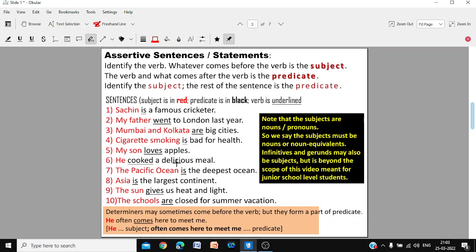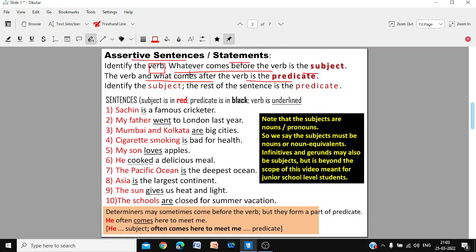How to identify the subject? First, let us take assertive sentences or statements. First, identify the verb. Whatever comes before the verb is the subject. And the verb and what comes after the verb form the predicate. The verb is the predicate, and whatever comes after the verb is also predicate. Whatever comes before the verb is the subject.